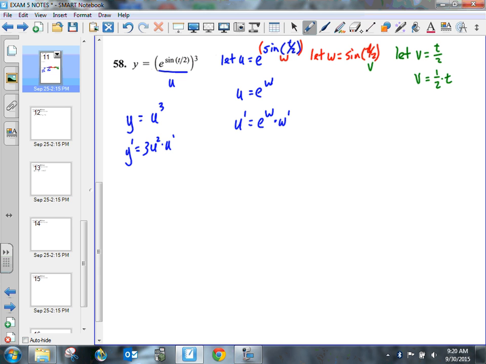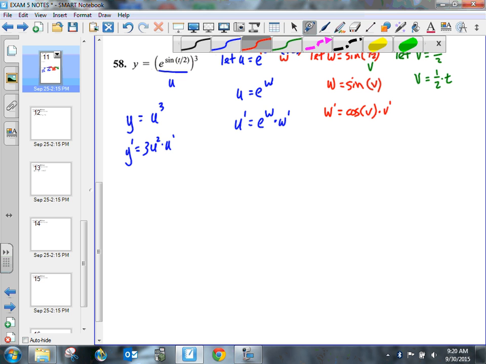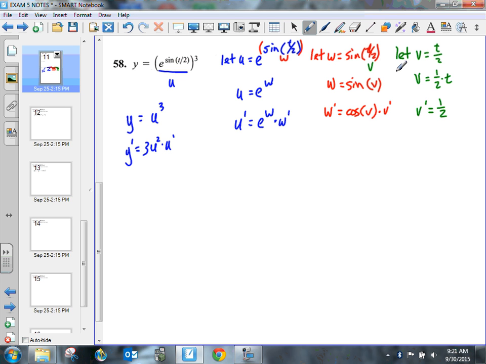So now let me redo w. Let me rewrite that as sine of v. So if I found w prime, that would give me cosine of v, but then I multiply by the derivative of my inside function, which is v prime. So now I come over here and I say, all right, what's v prime? And v prime is just 1/2. So now I found all my derivatives. Now I need to go back and chain it all back together.